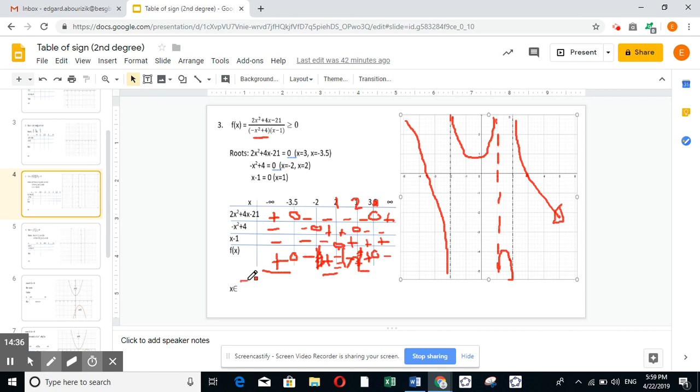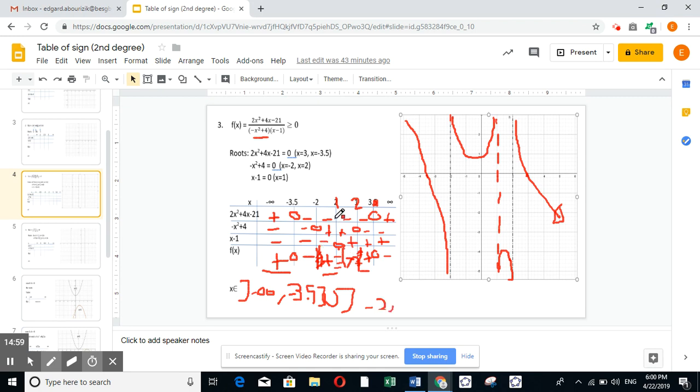So I say from minus infinity till I have it minus 3.5. Here it is closed, since I have equal union. I have from -2 open because it's a vertical asymptote. I cannot close it as an asymptote.